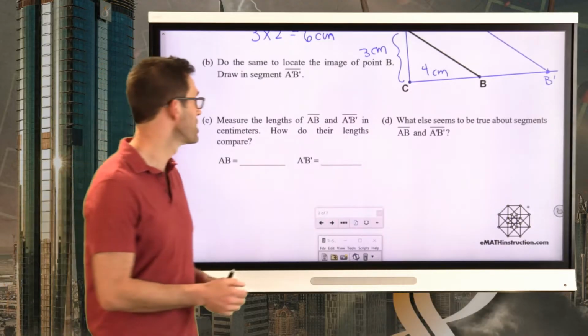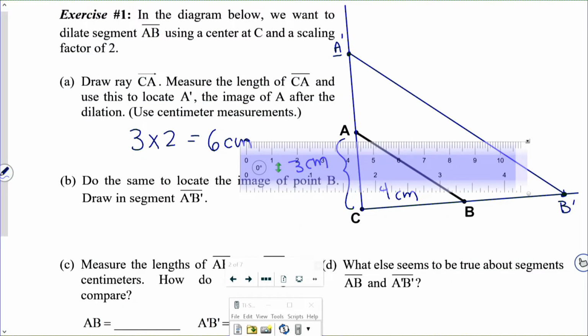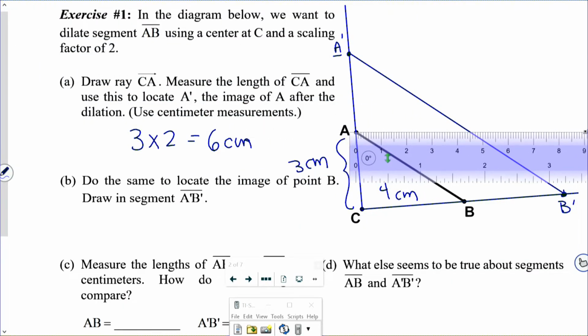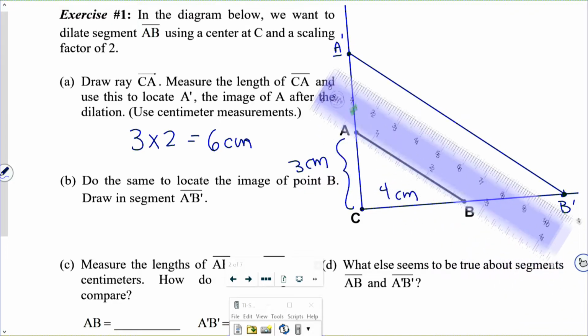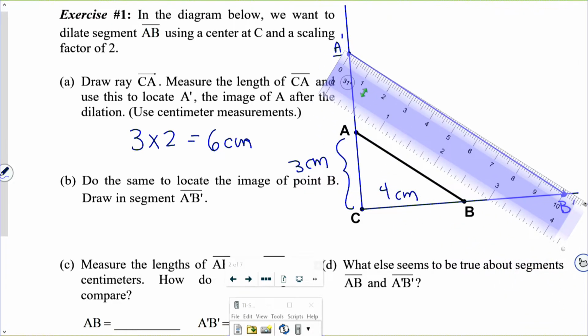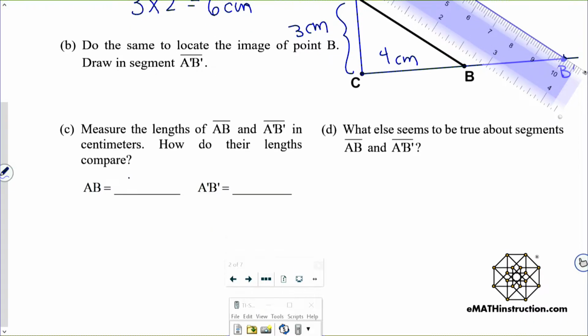All right, well, simple enough. Let's take a look really quick, right? If we measure the length of AB, we find that it's 5 centimeters. And if we measure the length of A prime B prime, we find that it's 10 centimeters. So 5 centimeters, 10 centimeters, and of course, A prime B prime is twice AB.